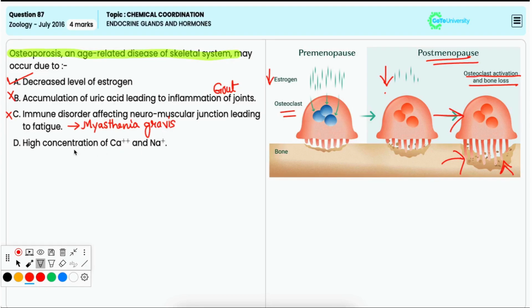Option D, high concentration of calcium and sodium. It is also incorrect because high levels of calcium and sodium do not directly cause osteoporosis.